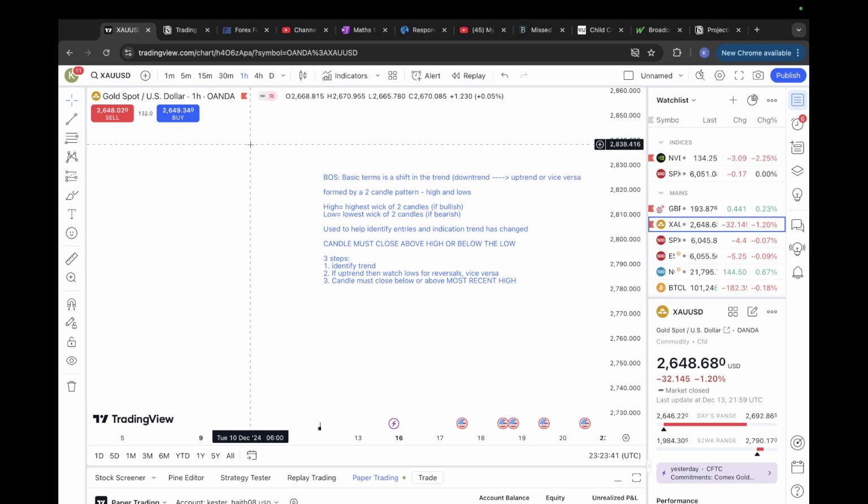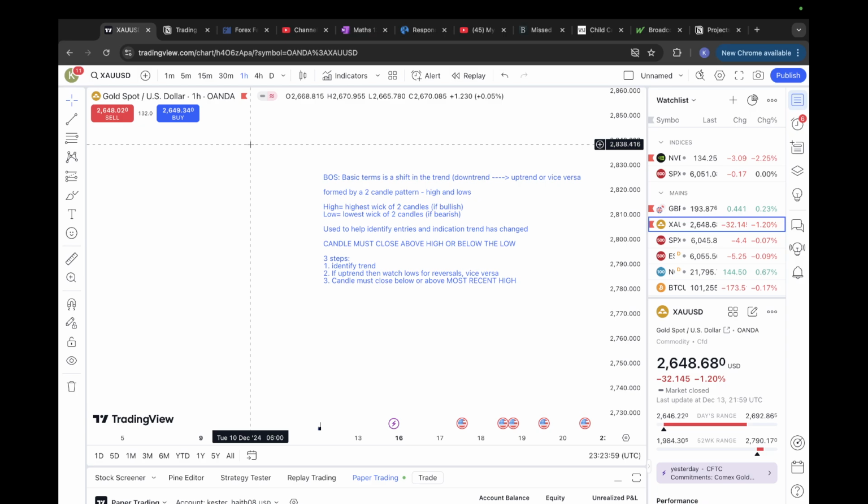In the simplest terms, breaker structure is a shift in the trend, so a downtrend going to an uptrend, or an uptrend changing to a downtrend. And all it is, is a two candle pattern. It really isn't that complicated; people overcomplicate it so much.